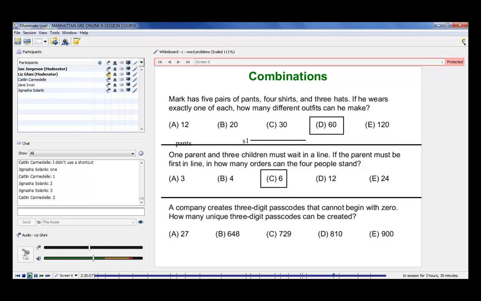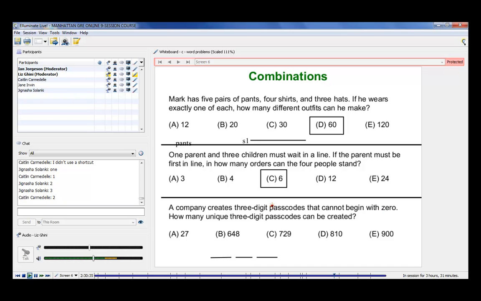All right, so let's look at how to do this one. A company creates a 3-digit passcode that cannot begin with 0. Who used the shortcut for this? Smile if you used the shortcut. Okay, so let's write it out. With the shortcut, we have to think about how many options there were at each step.